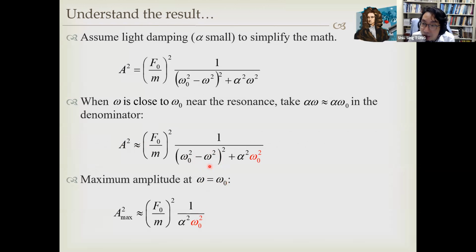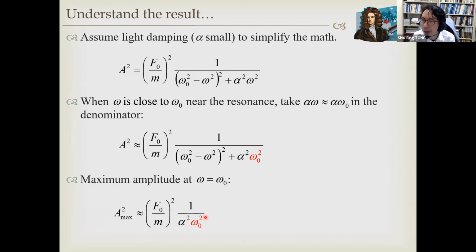At the resonance, the amplitude is largest, and I call it A maximum. When this term vanishes, at omega equal to omega naught, the amplitude square is maximum, and the maximum value is equal to F naught over m square, times 1 over alpha square omega naught square.